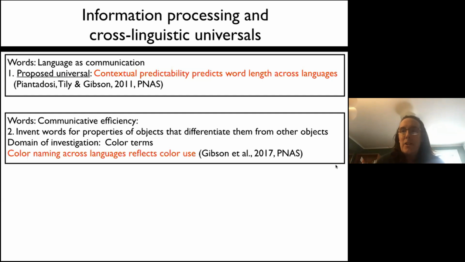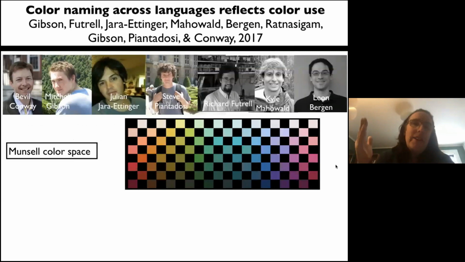I'll explain all that in a second, and I'll give you evidence for that, okay? It's quite different from the default, depending on when you came into the color naming game. This is not the standard idea. It's becoming the standard idea, in part because of our work and others, but it wasn't until 2017. One of the leading papers on this came out in 2017.